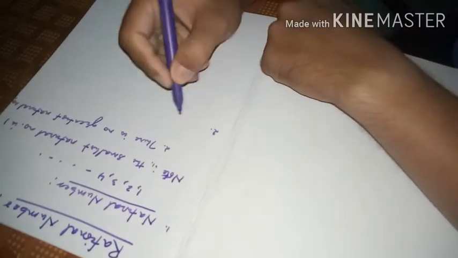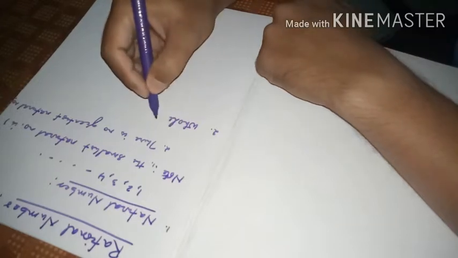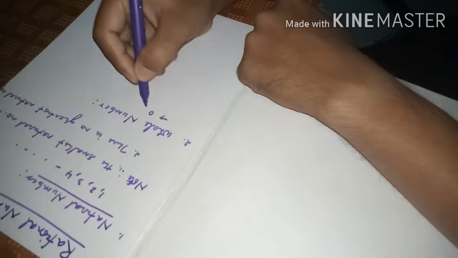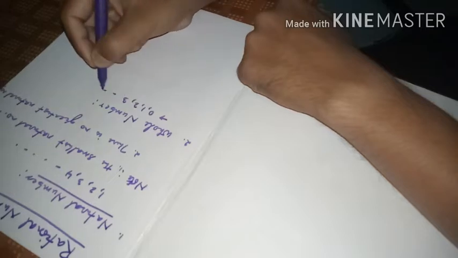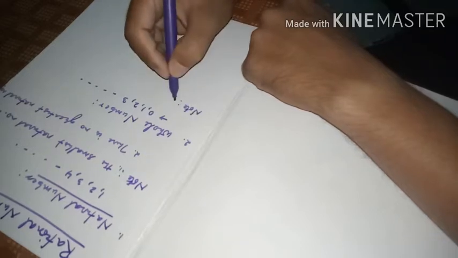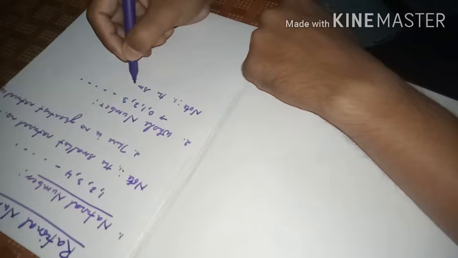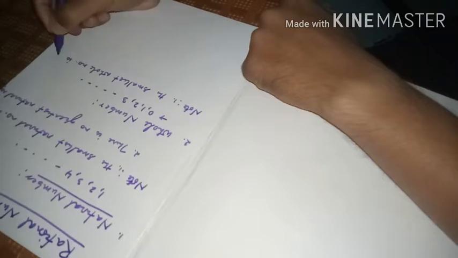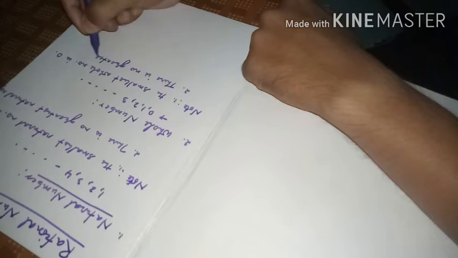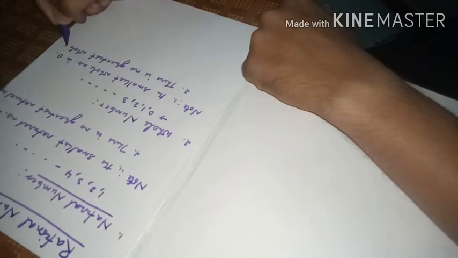Next, whole numbers. Whole numbers are also counting numbers, starting from 0, 1, 2, 3 and so on. Similarly, you can note down here that the smallest whole number is 0. And also, there is no greatest whole number.